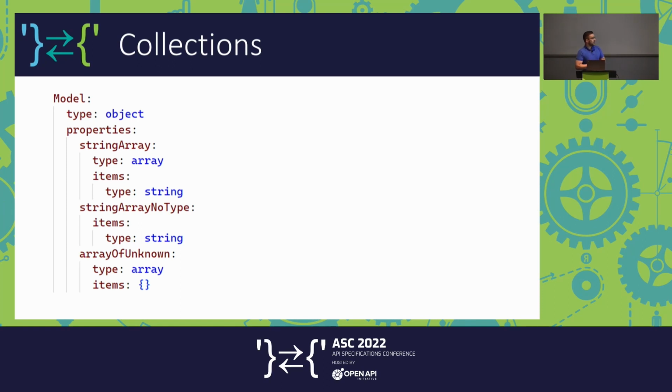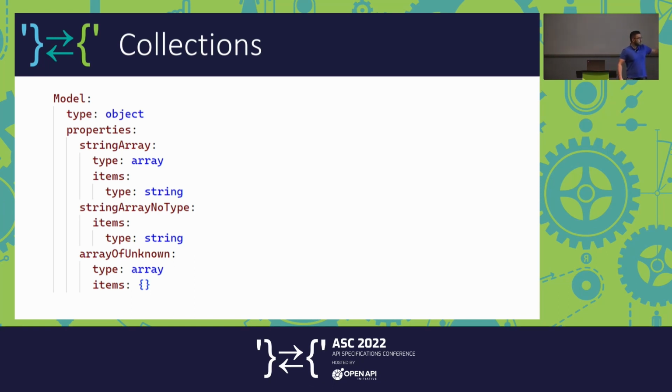Now, the next thing is collections. Again, it's very easy to define collections. Here are a couple of examples. The first one is about an array of strings. So you have an array that is defined, and the items are defined as string values within the array. And that's perfectly fine. We can generate from that very easily.